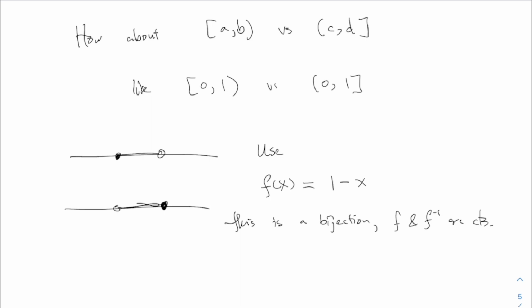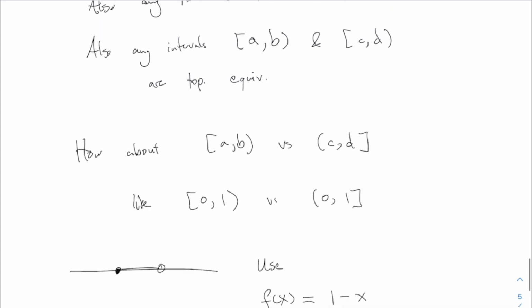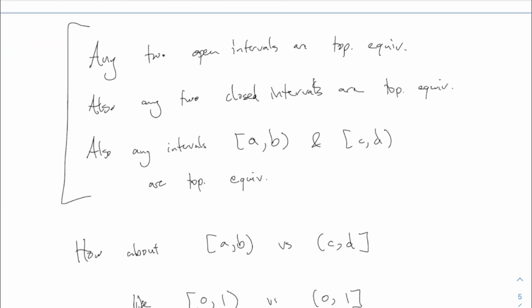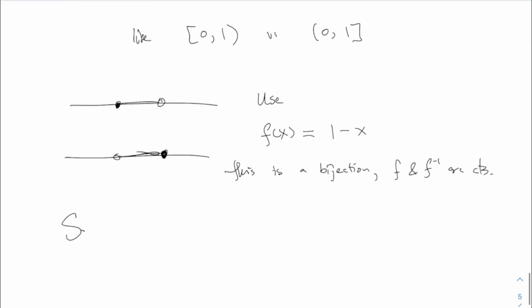Okay, so our conclusion as far as this little classification. All different open intervals are equivalent to one another. All different closed intervals are equivalent to one another. And all different half open, half closed intervals are equivalent to one another. Whether it's on the left side or the right side, it doesn't matter. They are all equivalent to one another. So any half open intervals will be homeomorphic. All right.